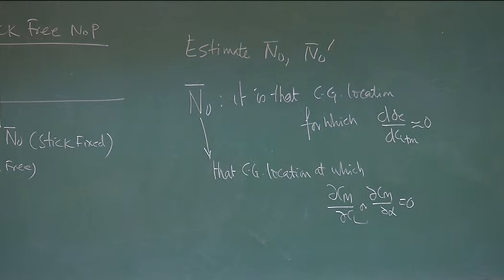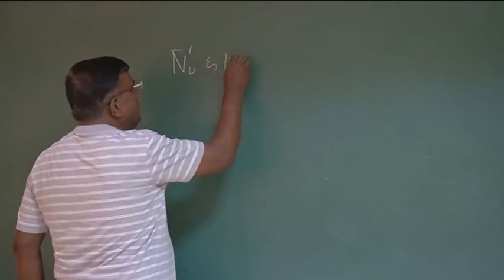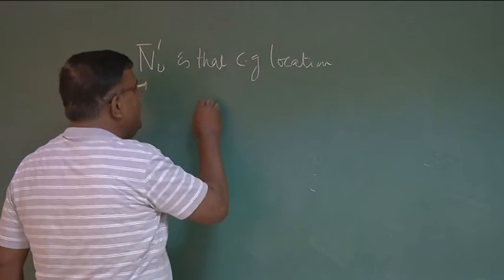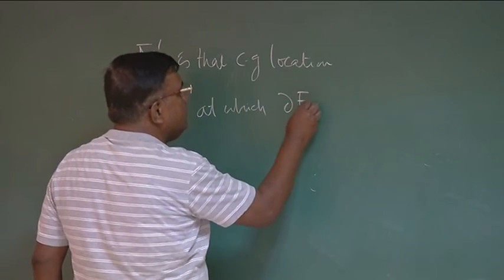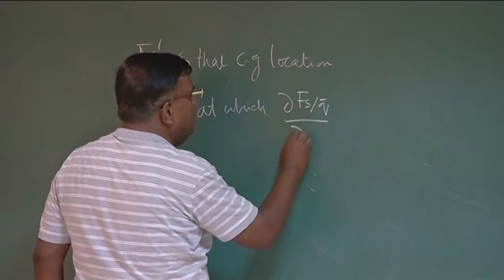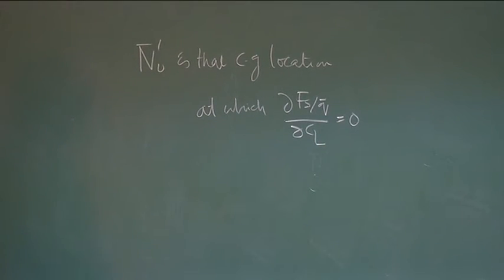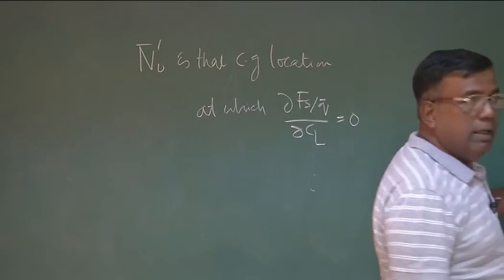But when you define a stick free neutral point, what did we say? Through the formulation, we said that a naught prime is that CG location at which dFs, stick force, by dynamic pressure, by dCl is equal to 0. Right? So this distinction should be there in your mind.